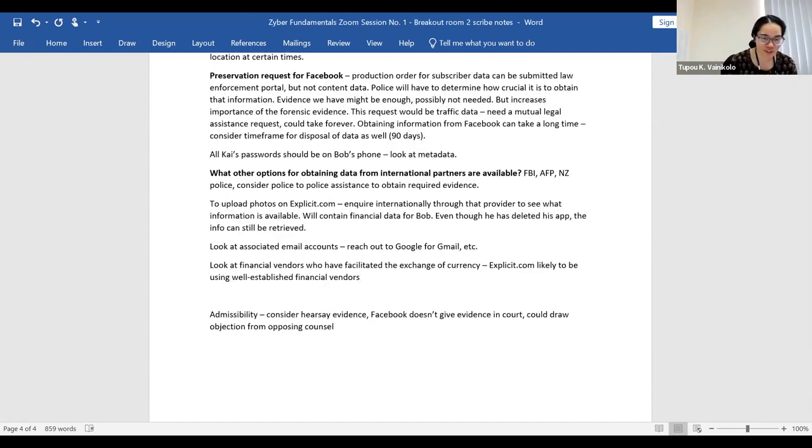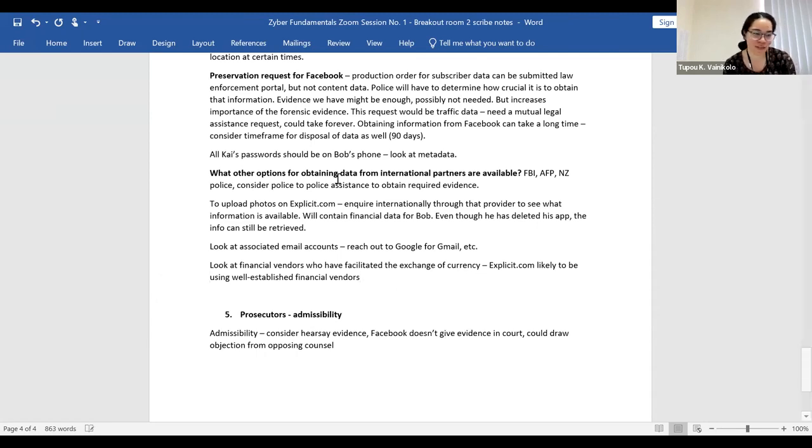The very last question was in terms of admissibility, and we touched very briefly on hearsay evidence, knowing that Facebook doesn't give evidence in a courtroom. So that's a potential challenge. But I agree definitely with Alexio in terms of the authenticity and establishing a chain of evidence and making it as short as possible. That's all from me and our group.